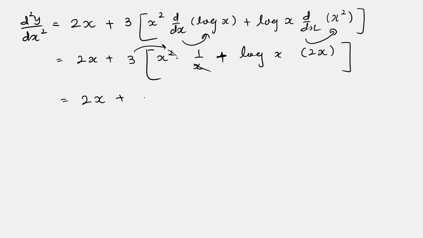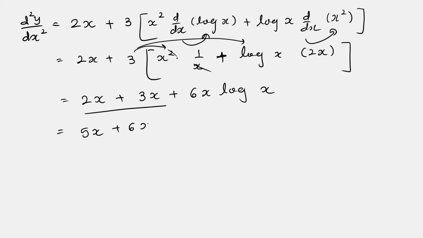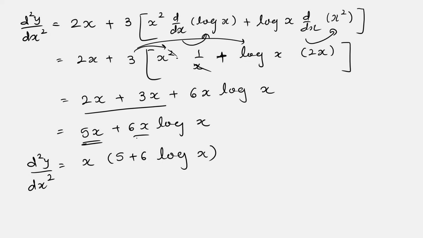So 3 will be multiplied. So it is 3x, plus 3 will multiply with the other one also. It is 6x log x. You can see that 2x plus 3x is 5x, plus 6x log x. And your NCERT is giving the answer x common, 5 plus 6 log x. So you cannot add 5x and 6x to get 11x. You can take only common. x is taken common, and 5 only as it is there, plus 6 log x.